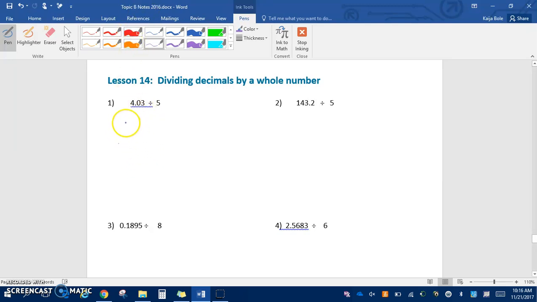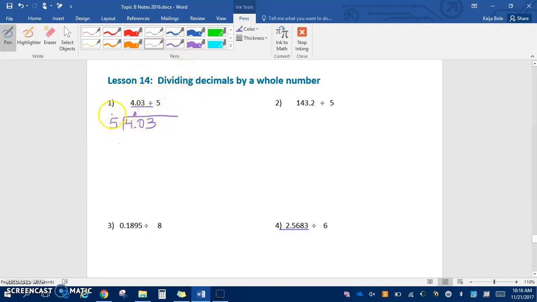Our setup is going to be the same. So you're going to want to leave some room. So we'll have 4.03 on the inside. On the outside, we'll have our 5. So the first thing you always want to do is bring up your decimal point. So that's what I'm going to do first. Don't forget about it. If you leave it to the end, you might forget.